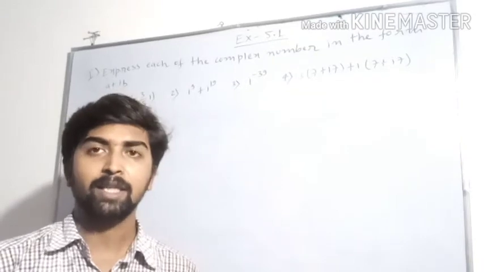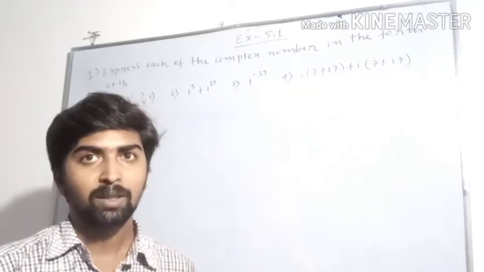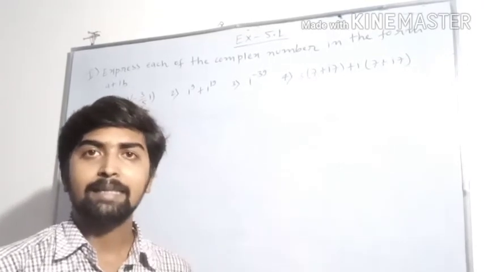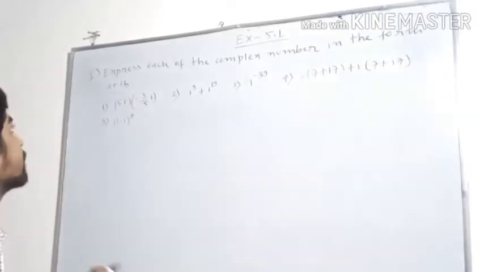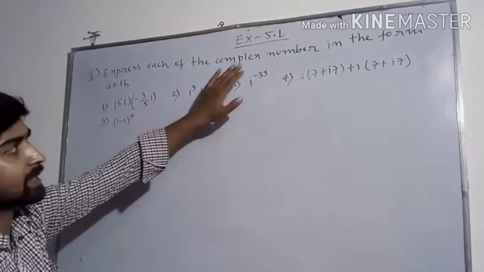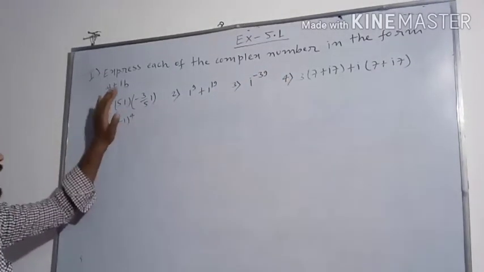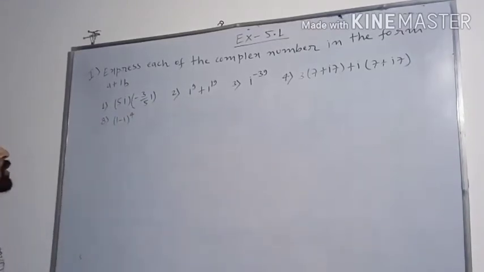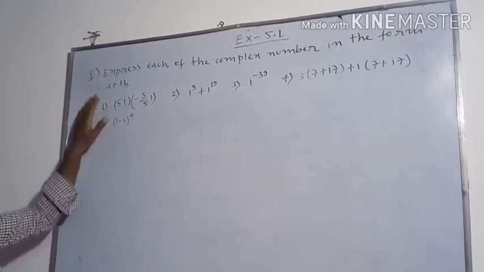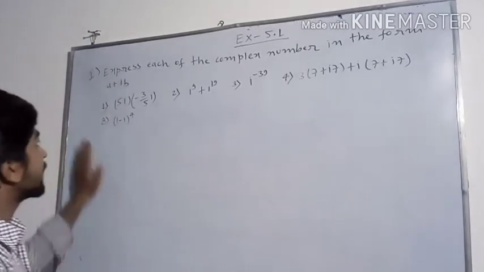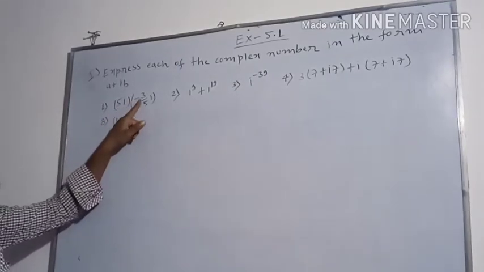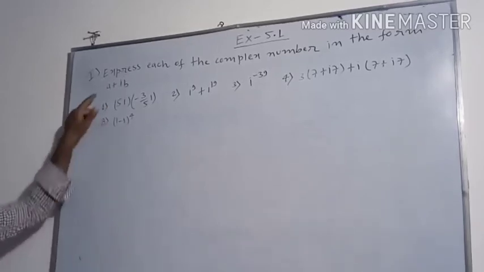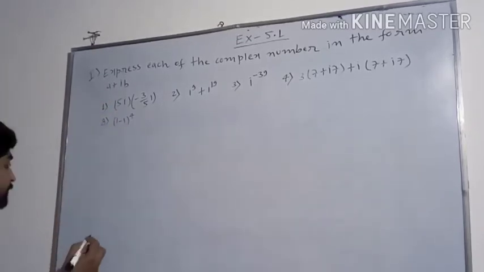Students, today in this video lecture we are going to solve some questions of exercise 5.1 of NCERT book. Now we have one question: express each of the complex numbers in the form a plus ib. Students, there are some complex numbers and we have to express them in the form a plus ib. One question is 5i into minus 3 by 5i, and we have to express this complex number in the form a plus ib. This is very simple to solve.